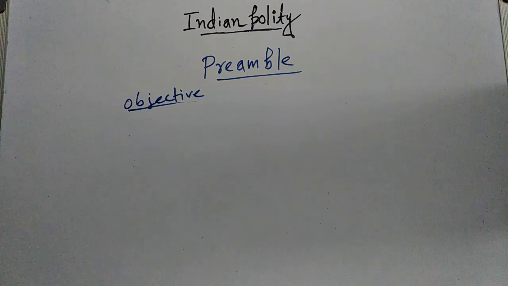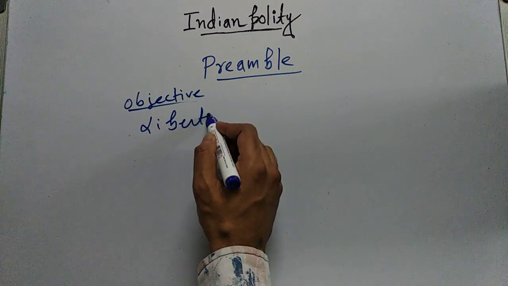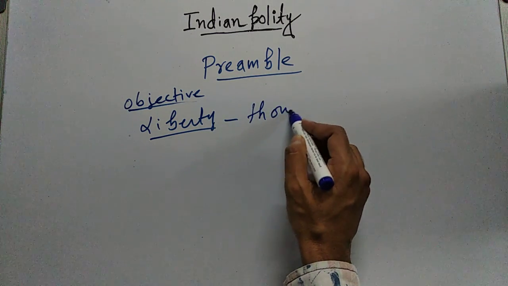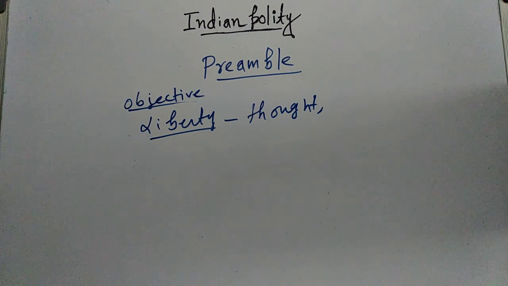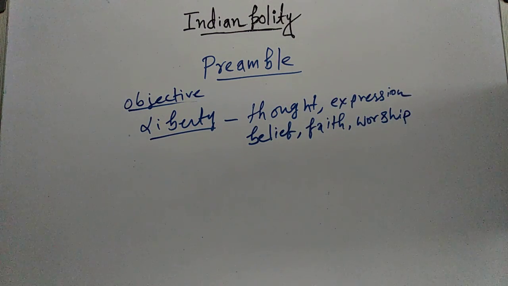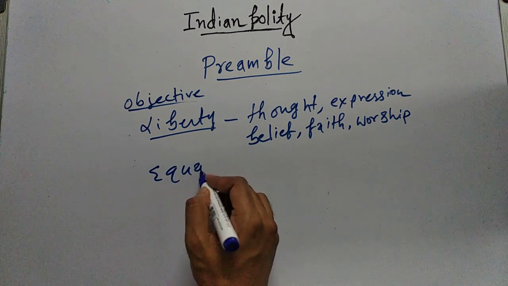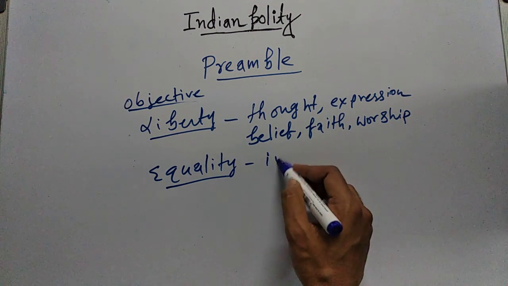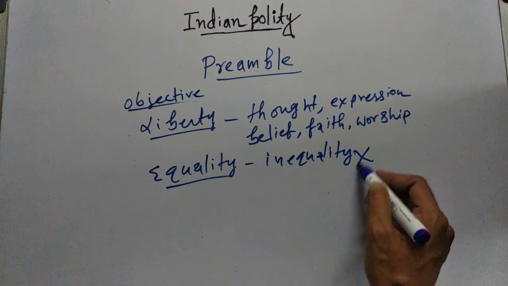Then the other objectives that are mentioned in the preamble is liberty. And liberty is in the form of thought. You have liberty of thought, liberty of expression, belief, faith and worship. Then another objective is equality. That is the banishment of inequality, the removal of inequality.